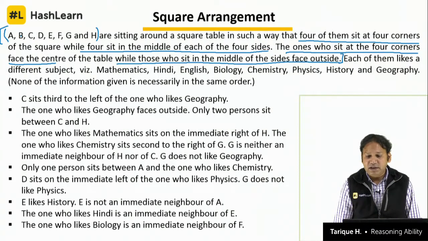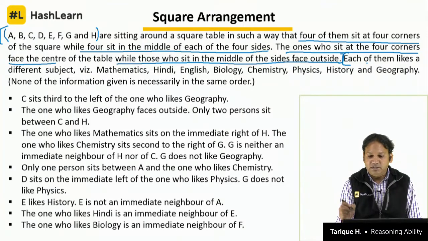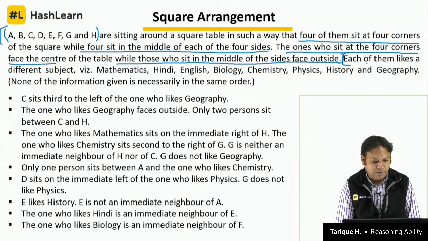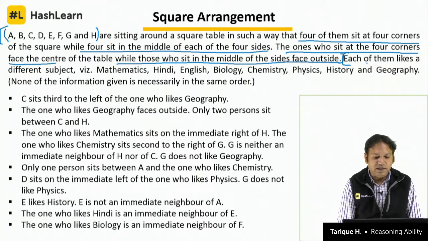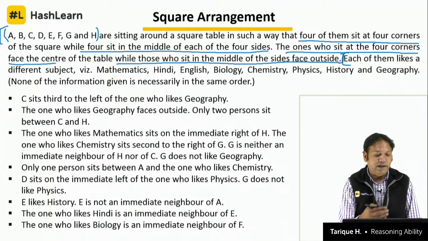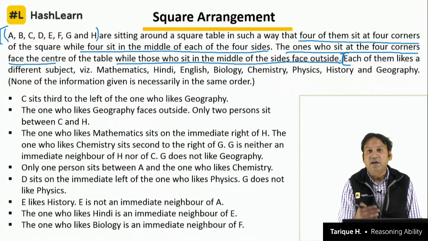Additionally, what is given to us is that each of them likes a different subject: mathematics, Hindi, English, biology, chemistry, physics, history and geography. None of the information given is necessarily in the same order. So we can't directly say that A likes mathematics, B likes Hindi. That is the meaning of none of the information is given in the same order.